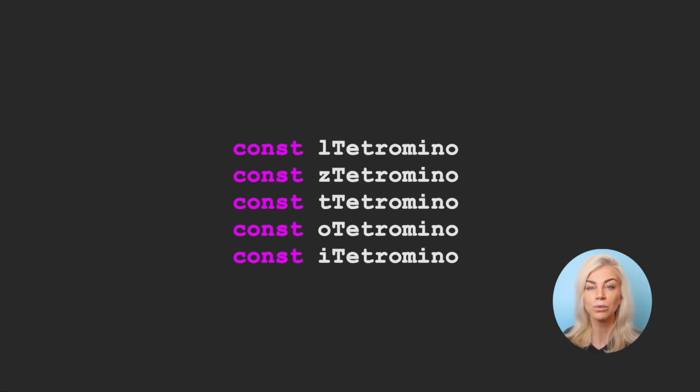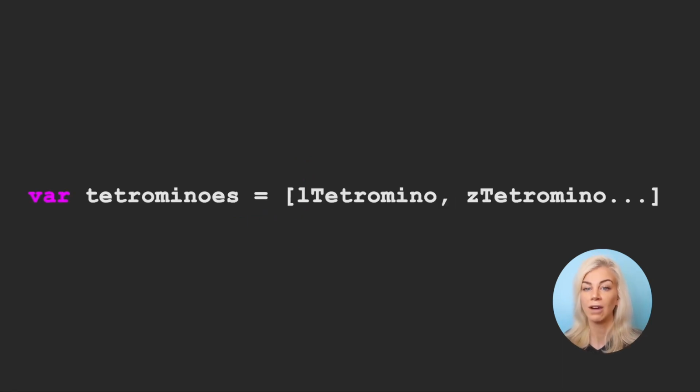However, what if you want to loop through these Tetrominos and find a specific one? And what if you had not 5, but 200 of them? The solution is an array. An array can hold many values under a single name, and you can access the value by referring to an index number. We will be using the index number a lot in this course.